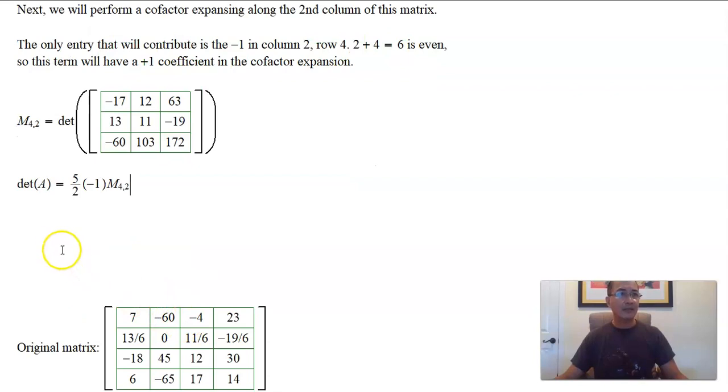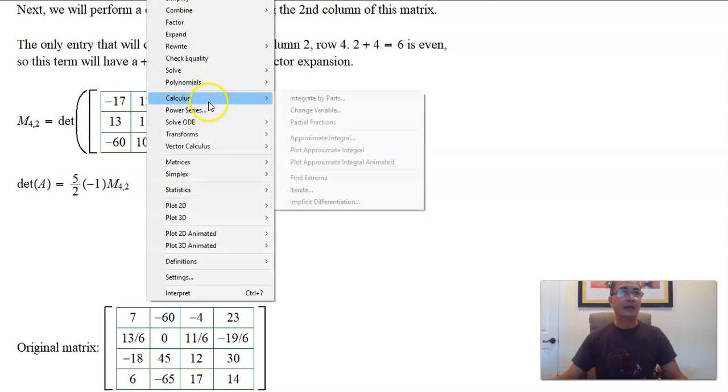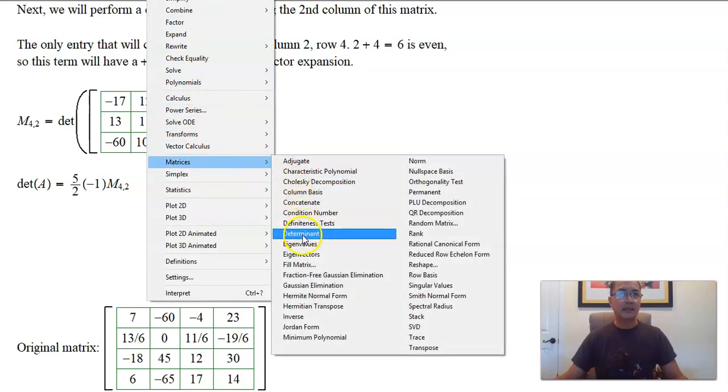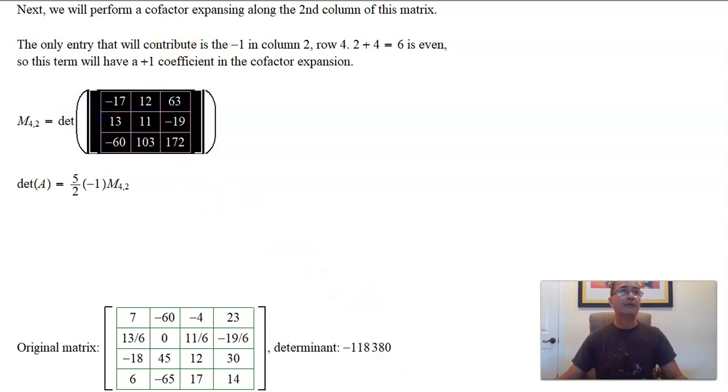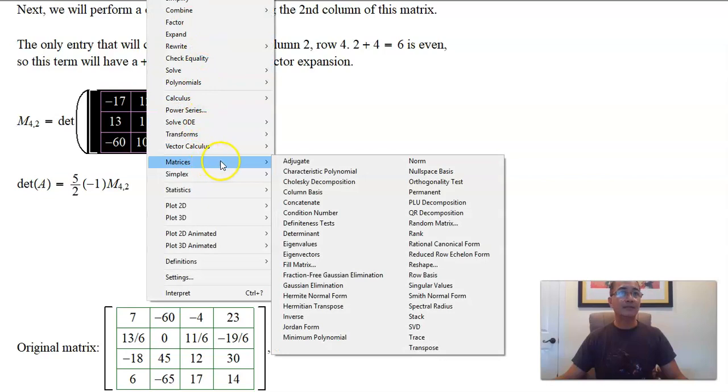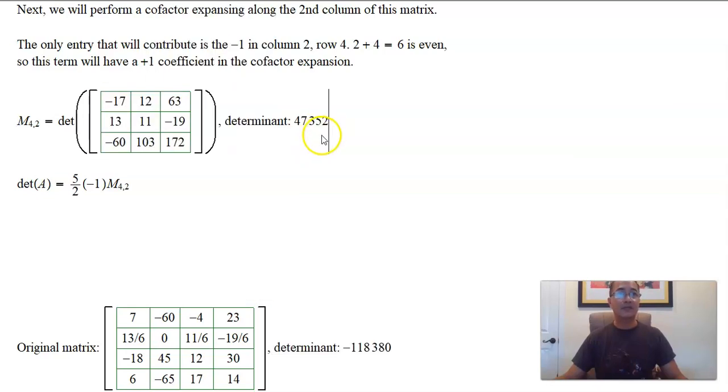So here's the original matrix. I made a copy down here. It's just hiding there. And remember that the determinant is -118/380. Okay, so let's check that we have the correct answer. This 3x3 has a determinant this much. Okay, so the correct final determinant for A will be -5/2 times that number. So are we right? Are we right? Thank goodness we are still right.